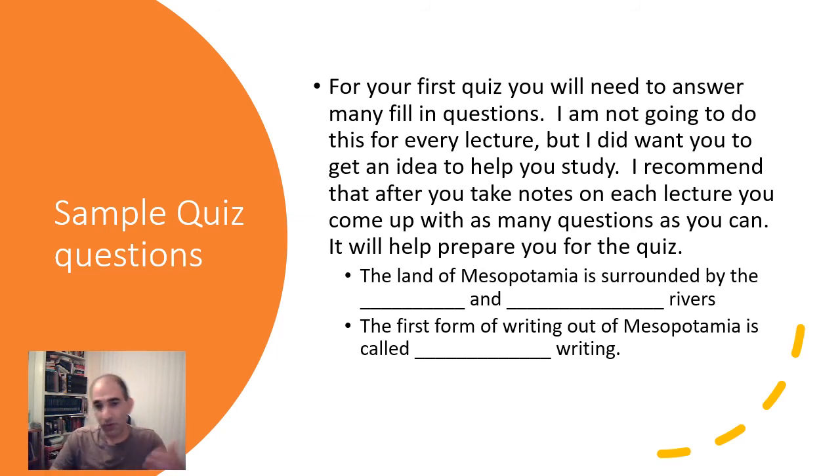Well, the first form of writing out of Mesopotamia is called cuneiform writing. You can write that question another way: cuneiform writing was used by which civilization? The Sumerians. And hammering in that way will help you learn it. So that's for the quizzes. That's a good thing to do to practice for the quizzes. All right, so I hope that's clear, something to work on as you're studying and reviewing.